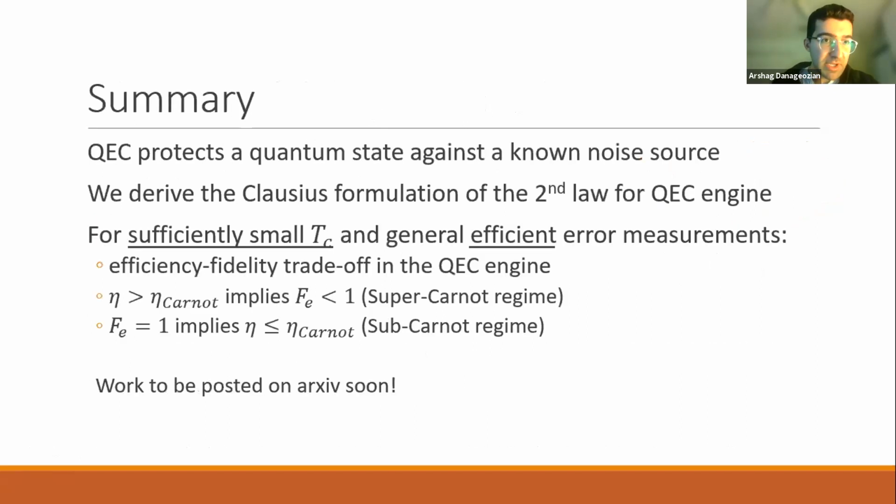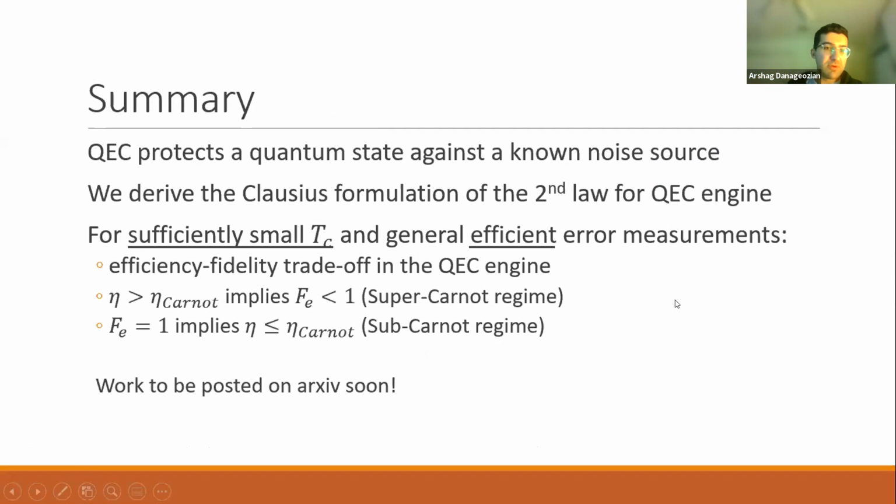Okay, so I'm mostly done. I can do the summary now. As I said before, quantum error correction is one way in which we can protect quantum states from a known source of noise. Since that's the case, and we know that quantum error correction can be modeled as a heat engine with a feedback controller, we can derive a Clausius formulation of the second law, to be exact, for this engine.